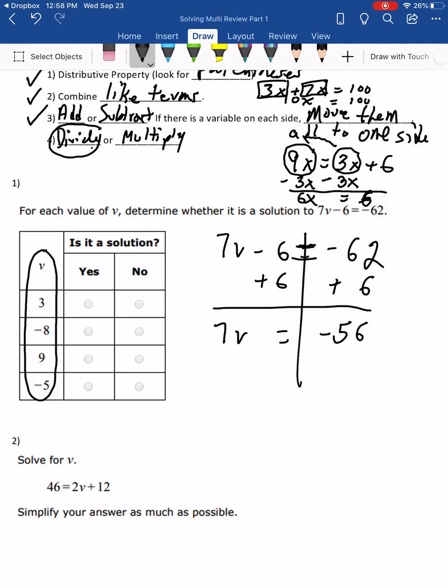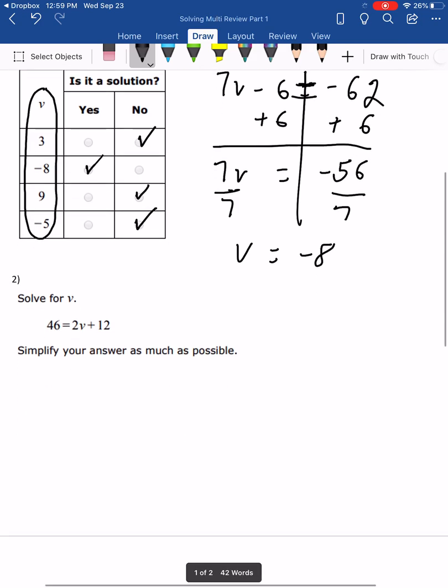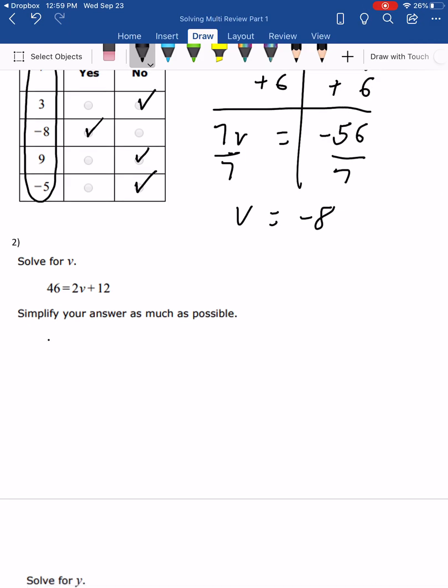We want to get rid of that 7, so division by 7 will accomplish that. Okay? When we multiply or divide and we have different signs, a negative divided by a positive, the answer will be negative. 56 divided by 7 is 8, so that'll be negative 8, which means negative 8 will get a yes. Everything else will get a no. Okay? So you'll have a few problems on your assignment like that. Let's take a look at number 2. I'm going to rewrite it down here so we have more room.